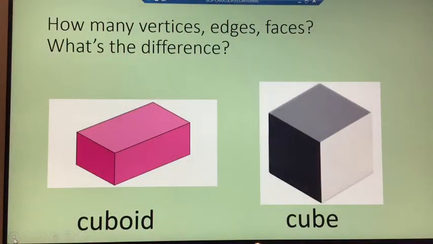Now here's a recap from some work we did I think last Wednesday. How many vertices, edges and faces does a cuboid or a cube have? And they have the same number of vertices, edges and faces. And then when you've worked that out, can you tell me what's the difference between them? Stop the tape and jot this down on your paper.